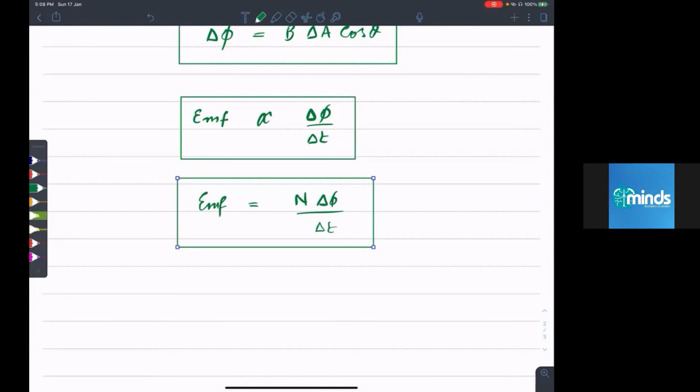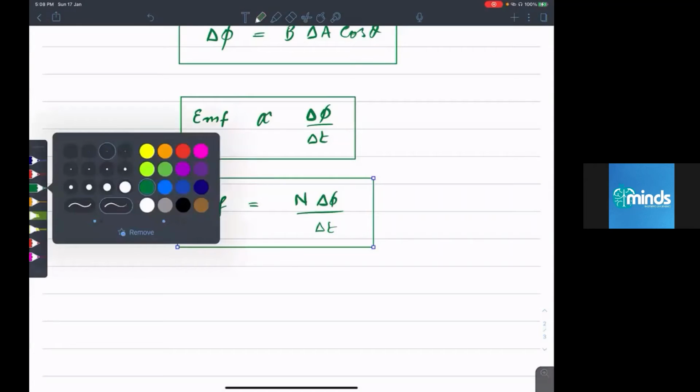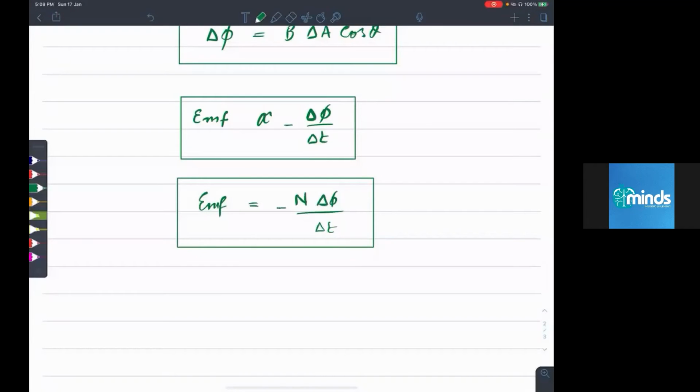And in all the equations of induced EMF, we will be having a negative sign. This negative sign simply indicates the fact that induced EMF opposes the cause which has actually produced it.